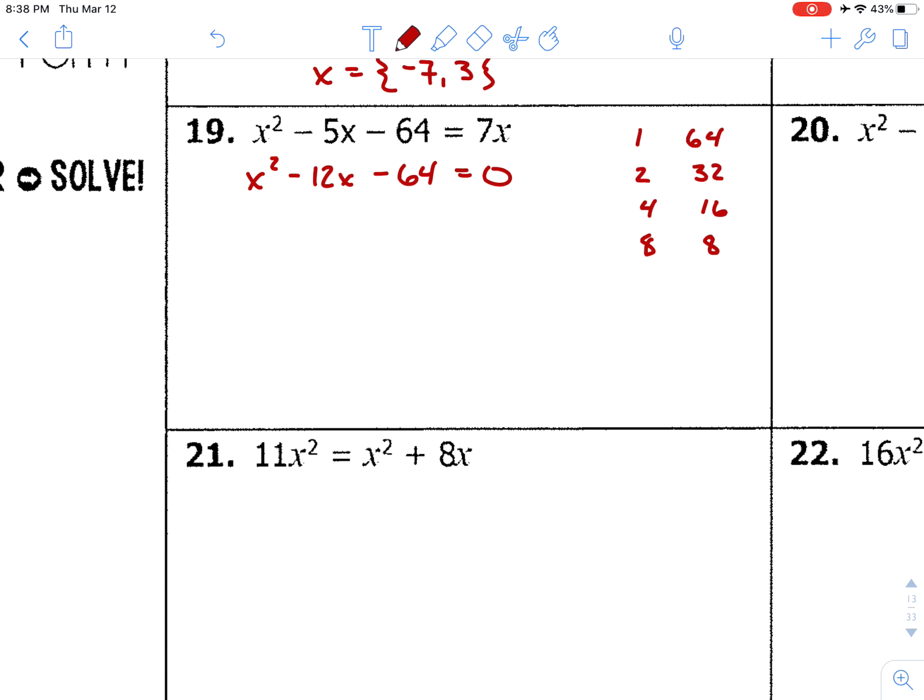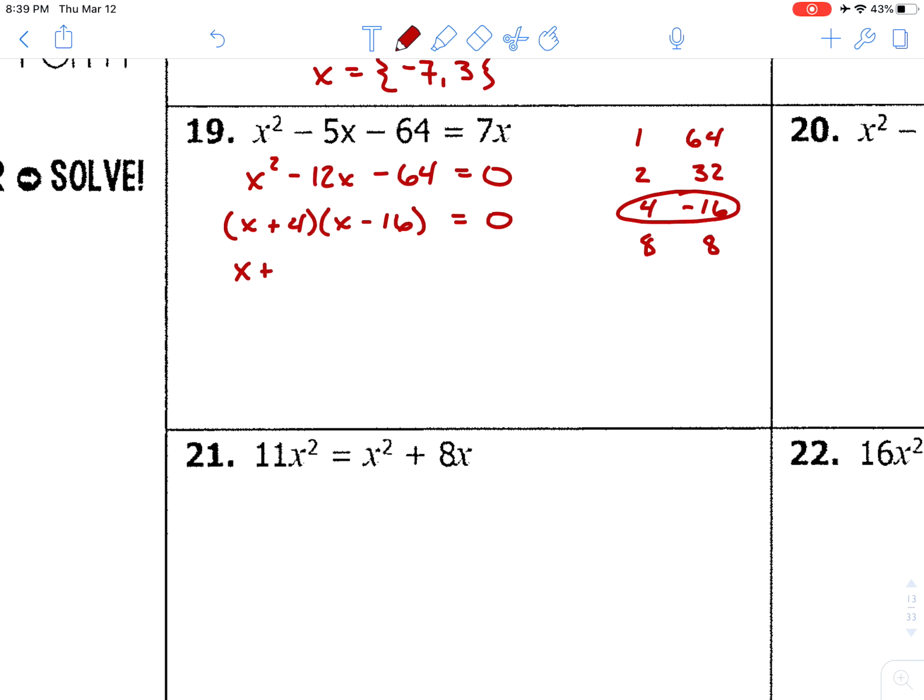So I need a combination of one positive and one negative that sum to negative 12, and it's going to be 4 and negative 16. So my two factors here are going to be x plus 4 times x minus 16 equal to 0. Again, now it's completely factored.